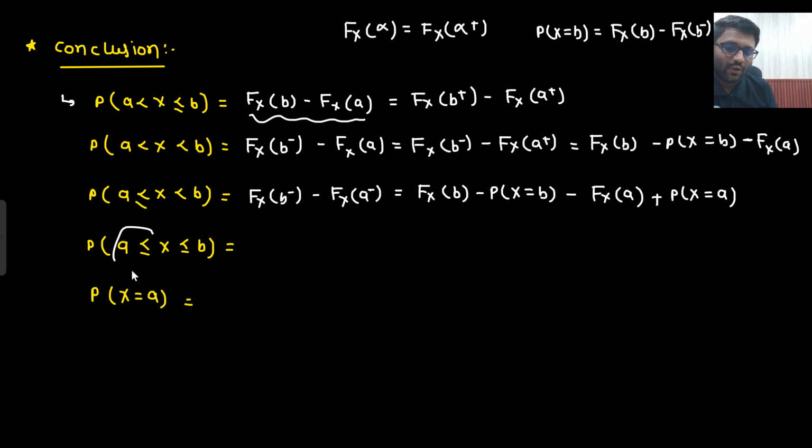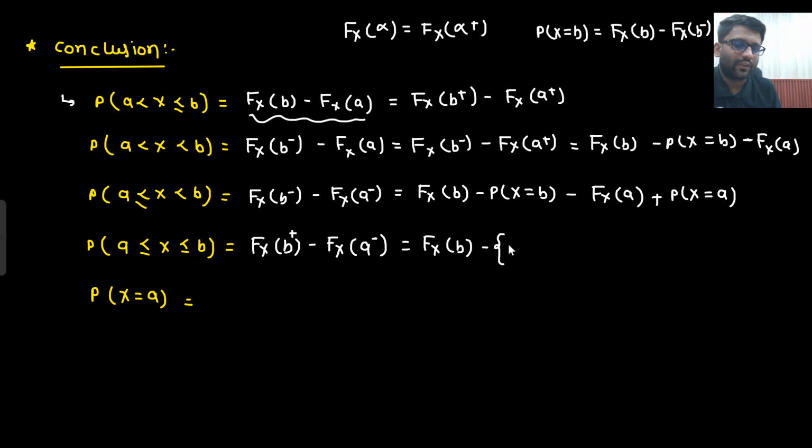Now here on the lower limit I am having the problem, but on the higher limit I am not having any problem. So Fx of b will come as it is, but on the lower limit there is a problem. So here in place of b I can write b plus as well. On the lower limit there is a problem, so a minus. So Fx of b plus can be written as Fx of b only. Fx of a minus could be written as Fx of a, but you don't want the probability at x equals a, right?